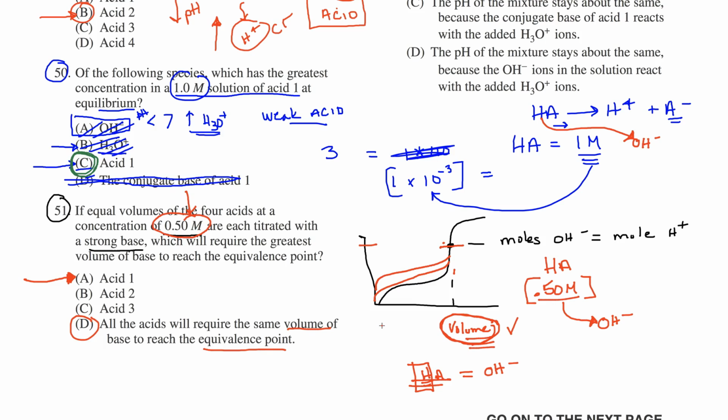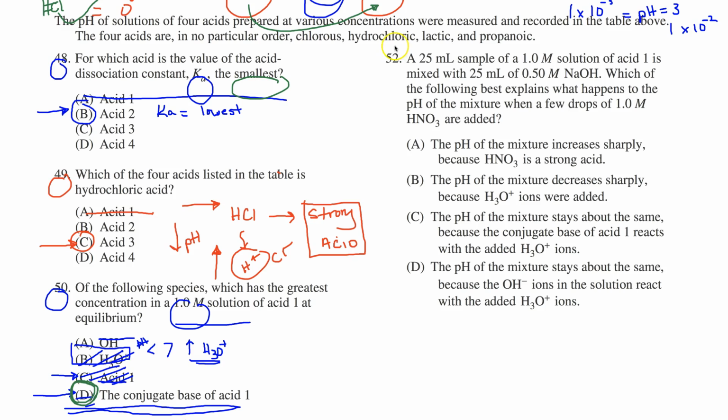It doesn't matter. If it was sitting in water at 0.1 we'd talk about it, it would matter, but here we're driving it forward stoichiometrically. For every OH minus, it pulls an H, whether the H comes off easily or not. So 51 is D. Really great question there. Number 52: a 25 milliliter sample of a 1.0 molar solution of acid 1, which we know is a weak acid. It's a weak acid because it has the highest pH of all the other acids at the different concentrations.